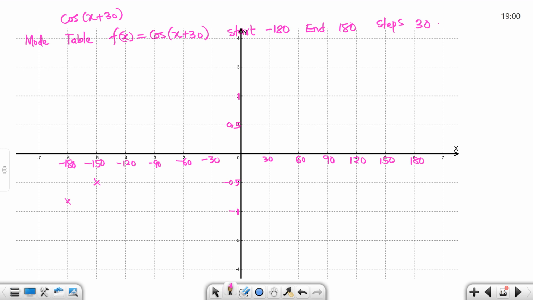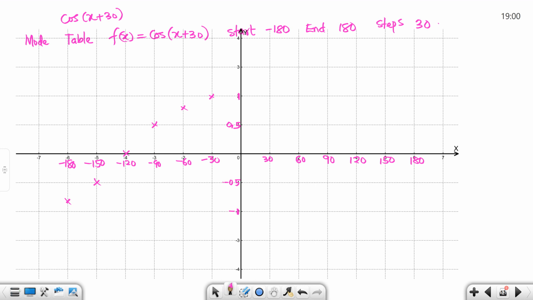Negative 120. Negative 90. Negative 60. Negative 30. Now, you see, if you did not use 30, you are going to miss that turning point, because your turning point is at 30. So if you miss 30, you missed your turning point. That's why the steps are important.